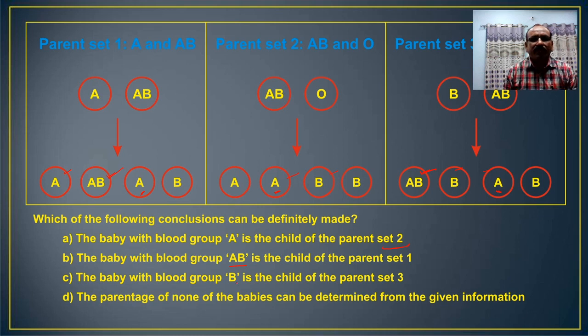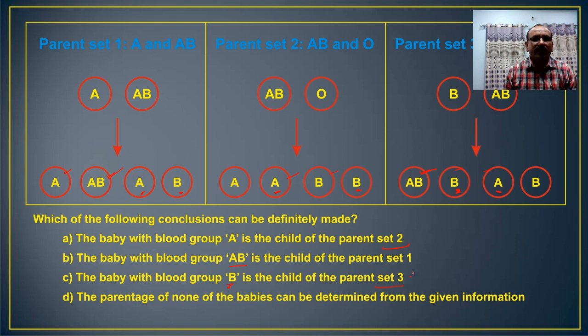The baby with the blood group B is the child of set 3. In set 3 there is a formation of the child with the B blood group, but it is also formed by the second set parent and the first set parent. Hence this conclusion is also not the correct one.